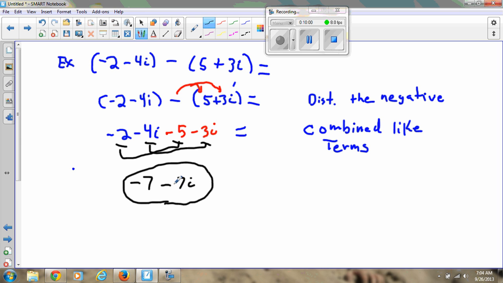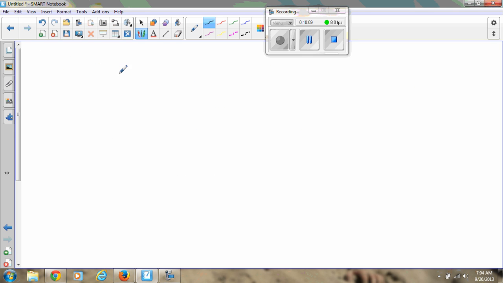Okay, so we looked at addition and subtraction and saw they were very similar. The only difference being distributing through the negative on the subtraction. Let's take a look at multiplication. Now multiplication follows polynomials just as the other two operations did. So if I take 4 plus i times, or multiply it with negative 2 plus 3i, I'm going to multiply using the distributive property.